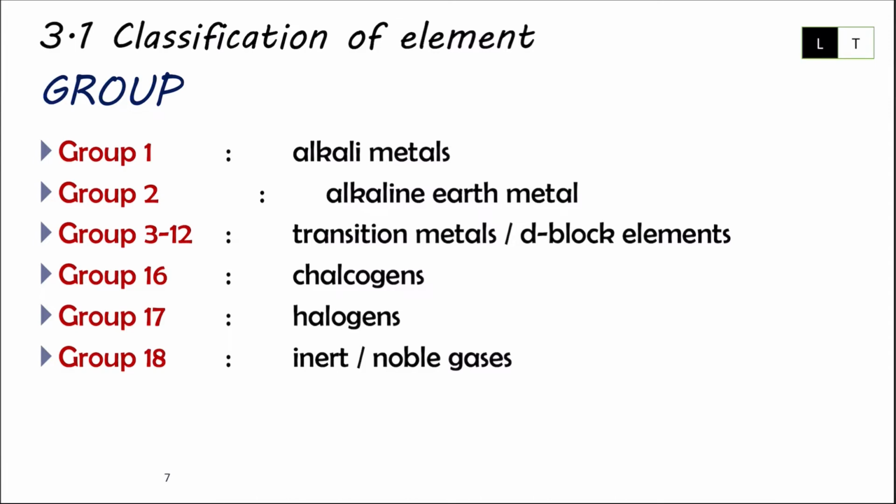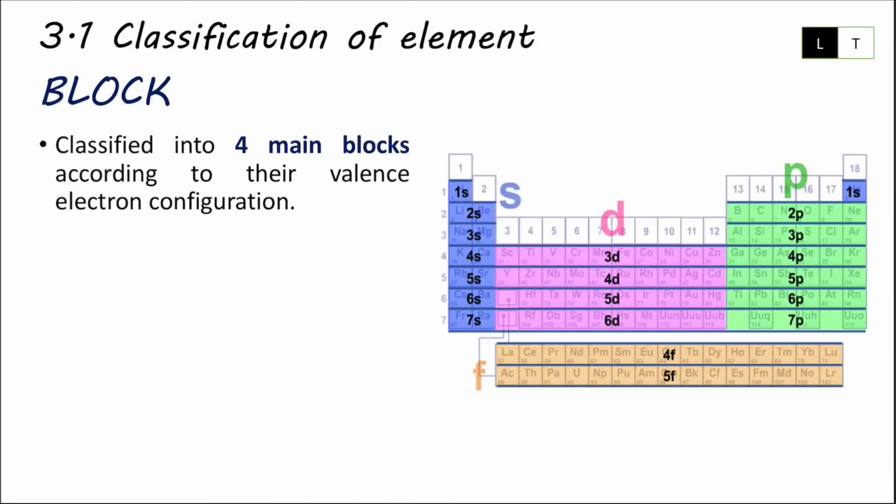So that's it for group. Let's go for block. In the periodic table, we have to know that elements are classified into 4 main blocks, as you see from this picture, according to their valence electronic configuration. The short form that I can use for this part is VEC. So, you will always hear me say this term, valence electronic configuration, as VEC.